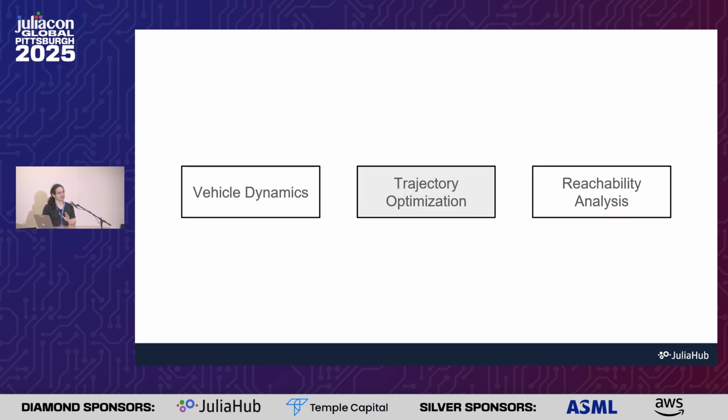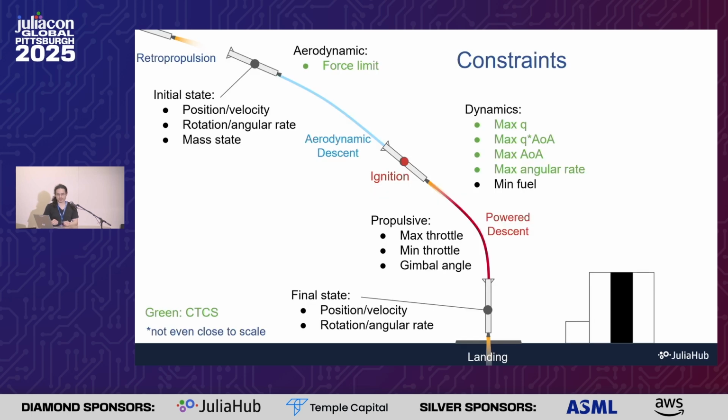So I'll now talk a little bit about how we then do trajectory optimization over that model. What we do is we enforce initial and final state constraints that define the start and end of the trajectory. We apply a force limit so that the vehicle is never subjected to excessive aerodynamic forces, as well as min-max gimbal constraints on both the engine once it relights, as well as the controls.